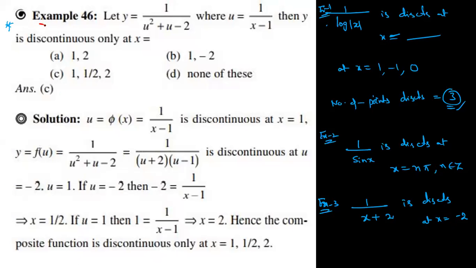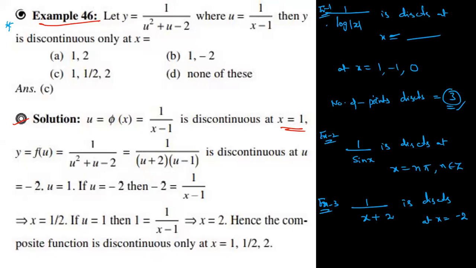This is example 46C. Let y is equal to 1 by u square plus u minus 2, where u is equal to 1 by x minus 1. Then y is discontinuous only at x equal to which? See the solution. Dear students, consider u is equal to 1 by x minus 1. Clearly it is discontinuous at x equal to 1. Any doubt?